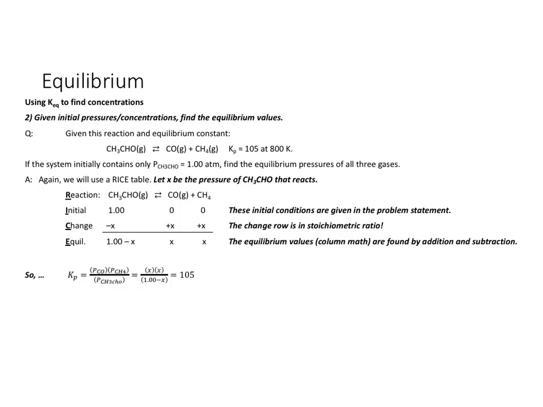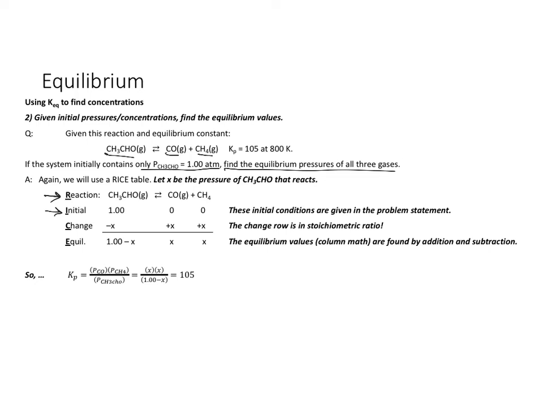Here's a second example of doing the same type of problem. This one we will set up and talk about solving using the quadratic formula. In this case, we have a reaction between CH3CHO, acetaldehyde, carbon monoxide, and methane. Again, here we're given initial conditions. If the system initially contains only acetaldehyde at 1 atmosphere, we want to find the equilibrium pressures of all 3 gases. Here's my reaction. That was given.